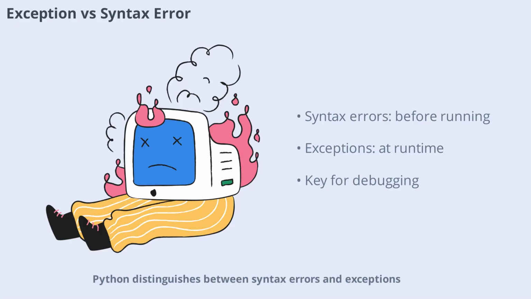Python distinguishes between syntax errors and exceptions. Syntax errors are caught before your code runs; they break language rules. Exceptions happen at runtime when the code is valid but something goes wrong, like dividing by 0. Knowing the difference helps you debug faster and write more reliable AI code.